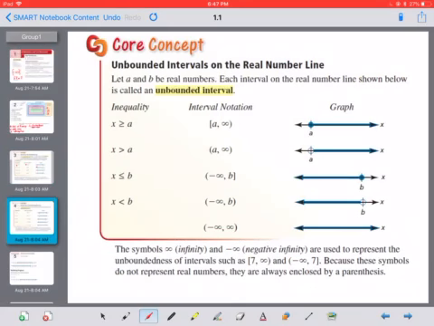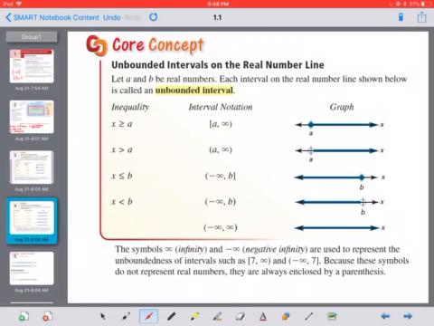When we get to unbounded intervals, now we're dealing with just one letter. And it goes forever in a certain direction, either forever to the right, to positive land, positive infinity, or forever to the left, to negative land, to negative infinity. And when we write the interval notation, we want to write it as we read the graph left to right.